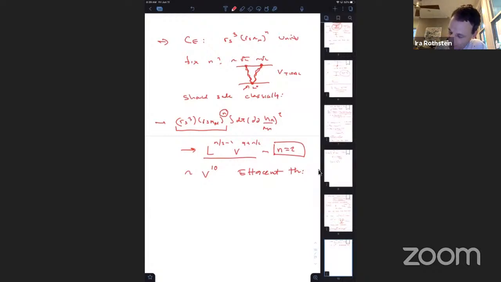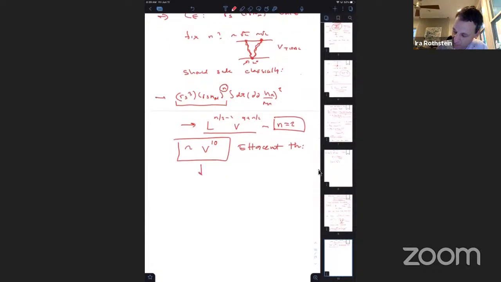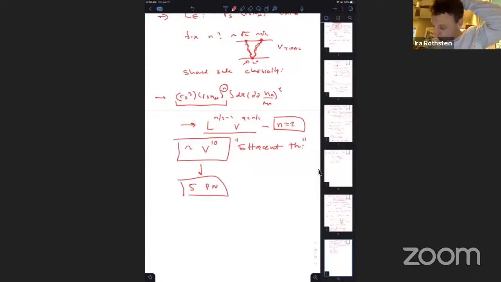But at the same time, not only do we learn how it scales with n, we learn that it scales with v in this way. So this is 5pn. This is sometimes called the effacement theorem. This was first pointed out by Thibault Damour some years ago, using very different arguments, using physical arguments.